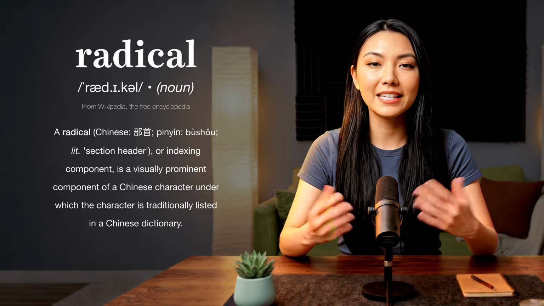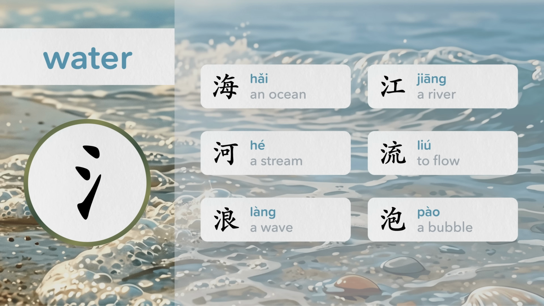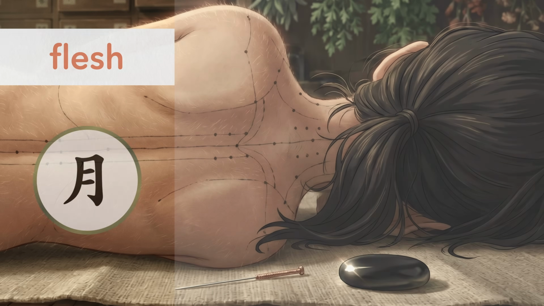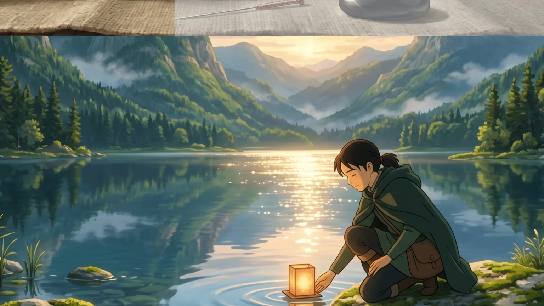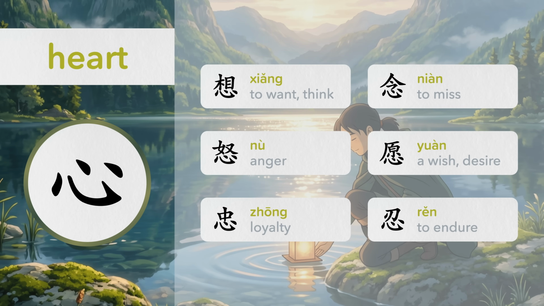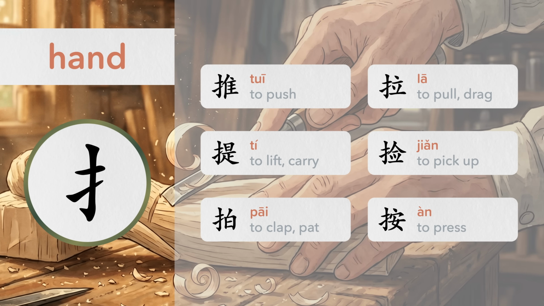The part that carries the meaning is what we now call a radical. It doesn't give you the definition, but it gets you in the ballpark. The water radical, usually something to do with water. The flesh and meat radical, usually connected to the body. The heart radical, often related to emotion or thought. The hand radical, some kind of action. Each one is a clue. Once you know them, it becomes easier to see how a character is put together.